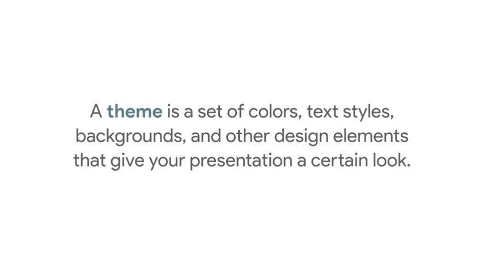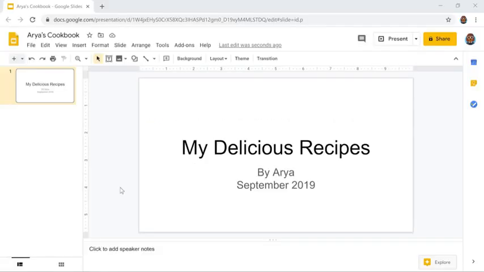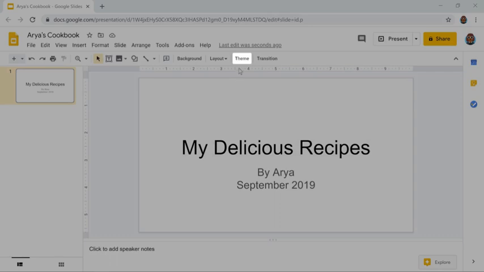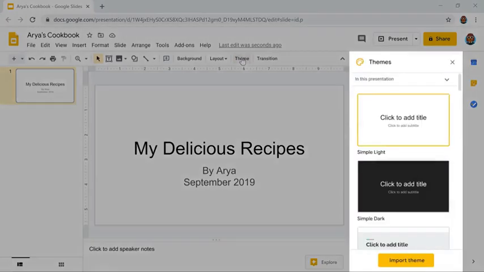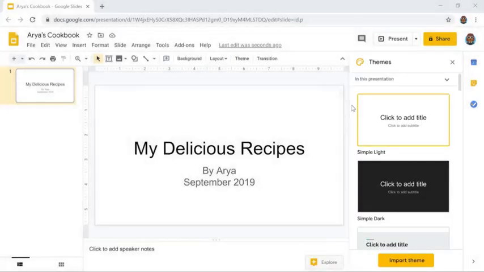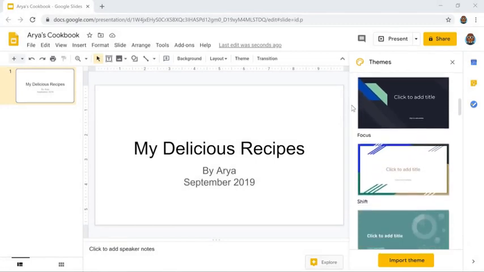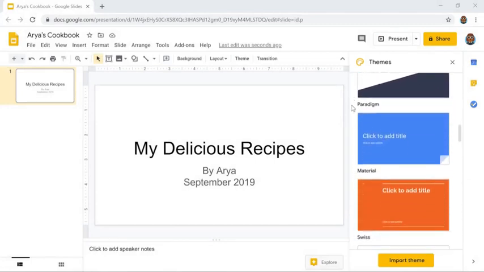Next, choose a theme for the cookbook. A theme is a set of colors, text styles, backgrounds, and other design elements that give your presentation a certain look. Pick a theme that relates to your recipes in some way, or that expresses your personality and tastes. You might choose a theme that is serious, fun, simple and understated, or that uses your favorite colors.